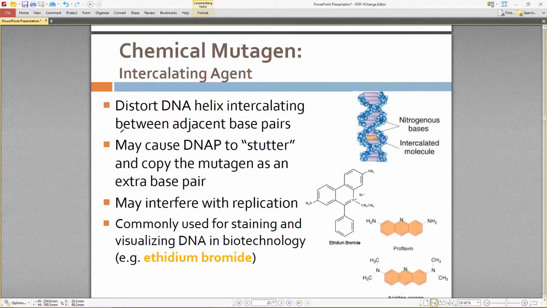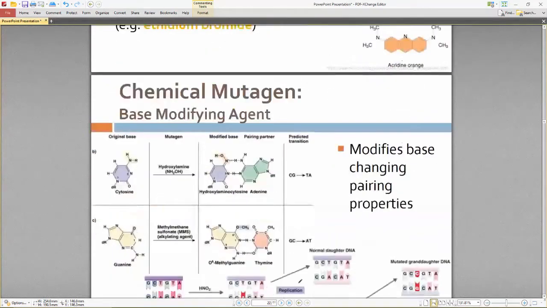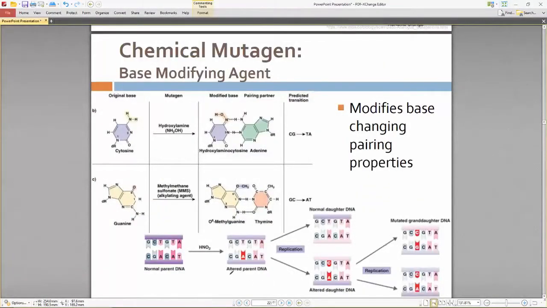Let's take a look at another chemical mutagen, something called an intercalating agent. So these guys distort DNA helices by intercalating between adjacent base pairs. So they basically go in between nitrogenous bases. And what can happen is intercalating agents can cause DNAP to stutter and copy the mutagen as an extra base pair, which is bad, or can be really bad. They can also interfere with replication, but they're commonly used for staining and visualizing DNA in biotechnology.